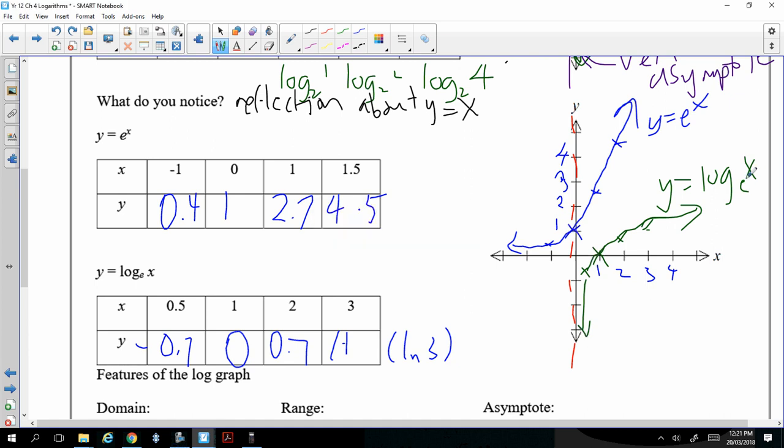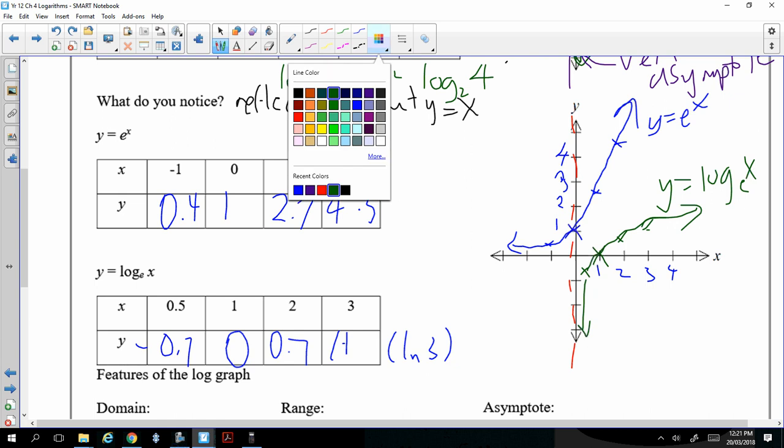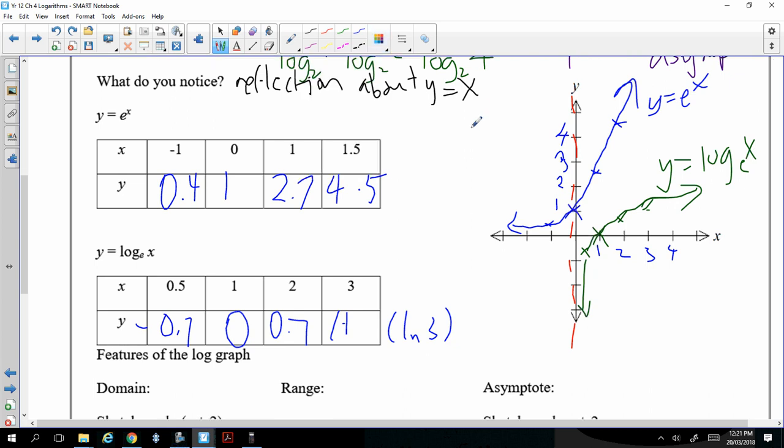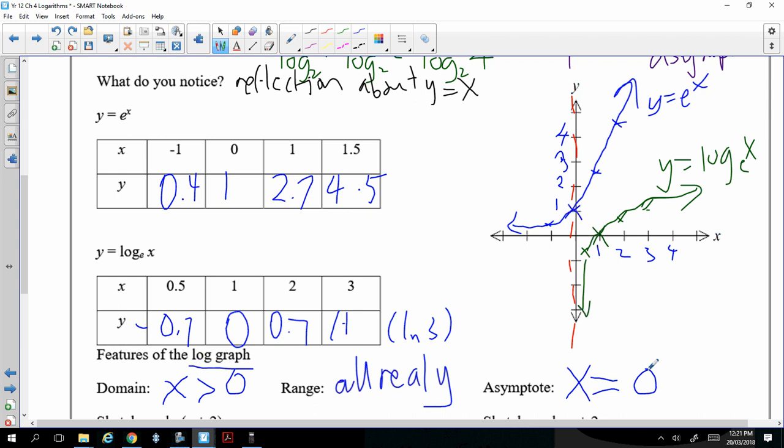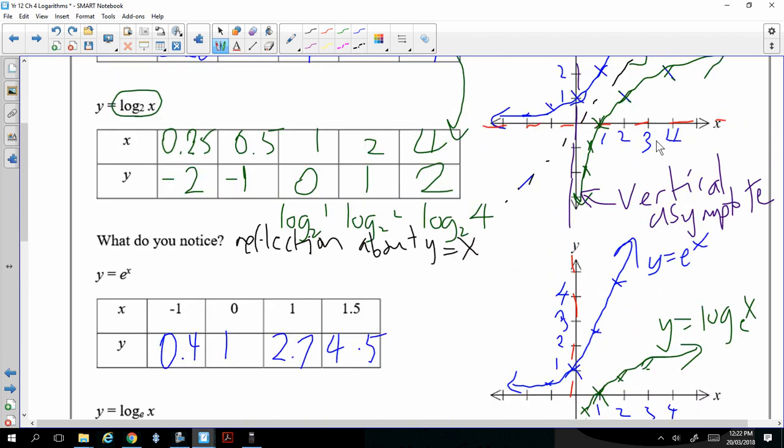Right, any question? And to summarize, we can write down the domain and range of log. Domain for a log graph will be x positive. But the range is all real y for log. And the asymptote is x equal to 0. Y equal to 0 is the horizontal asymptote for the exponential. So the exponential has a horizontal asymptote. The log graph has a vertical asymptote.